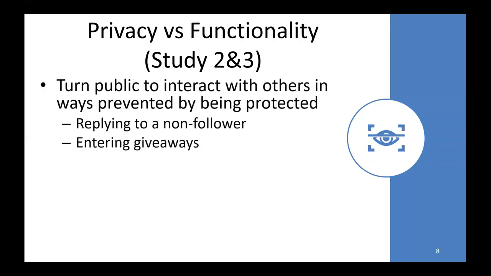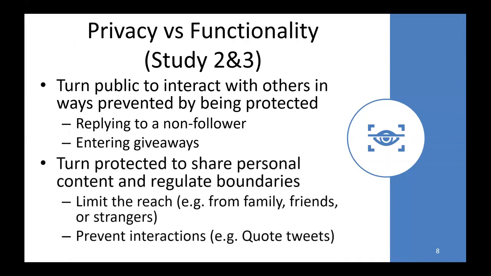The most common set of reasons to turn public was to be able to interact with other accounts through mentioning, replying, retweeting, and quote tweeting. And for those who were mostly protected, interactions like these seem to be the main driver to change visibility. Users turn protected to share personal content and regulate their boundaries, for example, to limit their tweets' reach from family, friends, or strangers. They also turn protected to prevent interactions. Some users stated that they turn protected when they are not logged in and unable to respond to interactions.